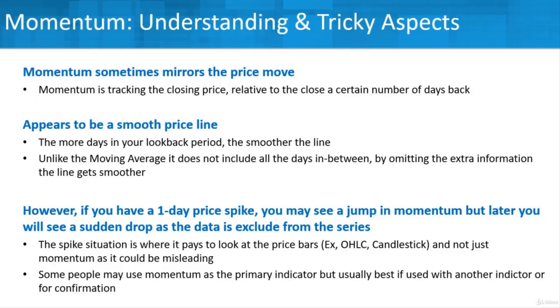So the spike situation is where it pays to look at price bars, right? We had a whole section around spikes and obviously looking at your open, high, low, close, or your candlestick price bars, and not just look at momentum, as that could be a little bit misleading. So don't necessarily trade just on the momentum indicator. Again, that's different than momentum investing, but it's just trading on the momentum indicator.